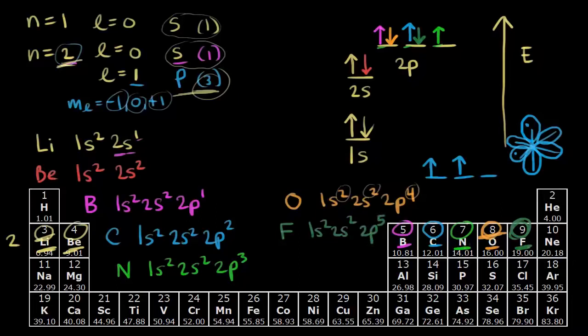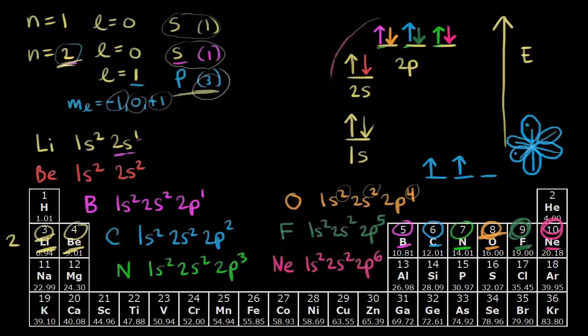And then finally, let's go ahead and do neon here. So neon has 10 electrons. So we have one more electron to account for. We have one more space. The last electron for neon would go into a 2p orbital here. So for neon, we would write 1s2, 2s2, 2p6.